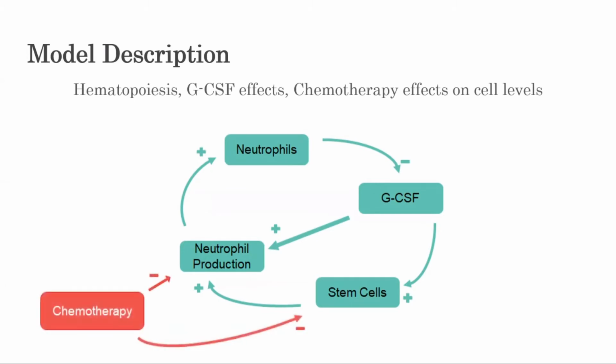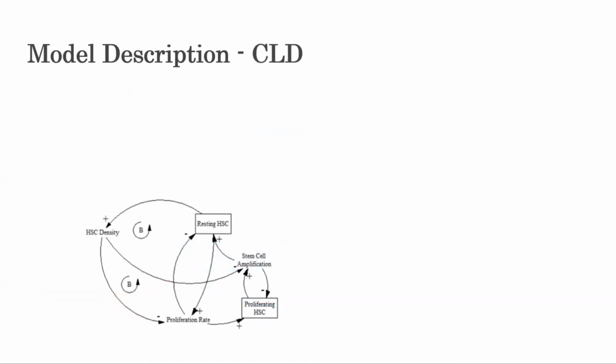Chemotherapy agents kill stem cells and reduce the rate of flow between stem cells and neutrophils, which eventually causes chemotherapy-induced neutropenia. To compensate for the negative effects of chemotherapy, exogenous GCSF can be administered. Since it has the same effects as internally produced G-CSF, it will boost neutrophil levels. A more detailed look is provided in a causal loop diagram.